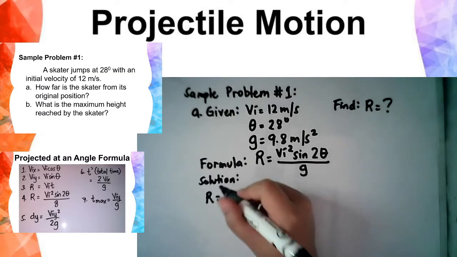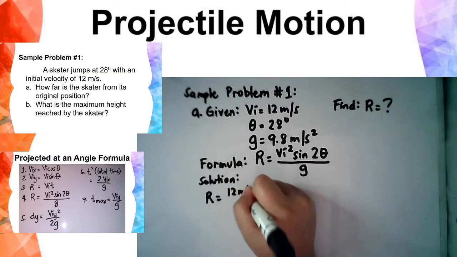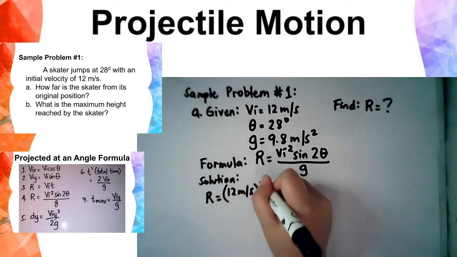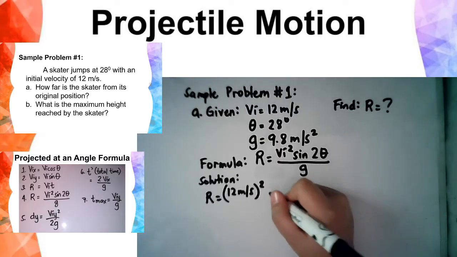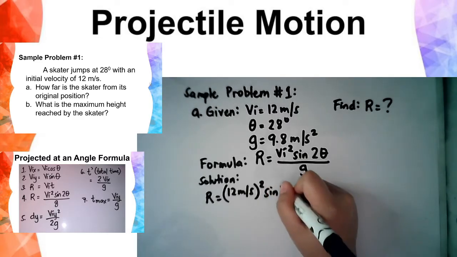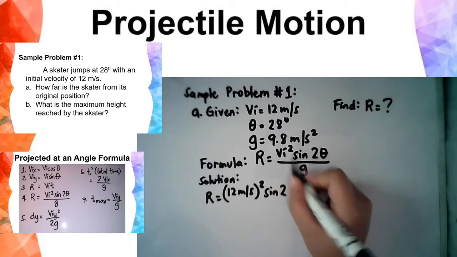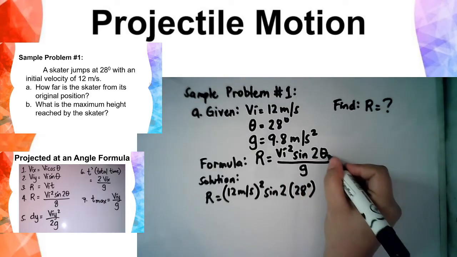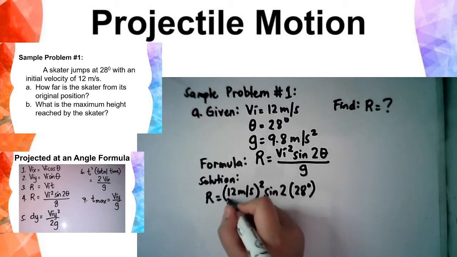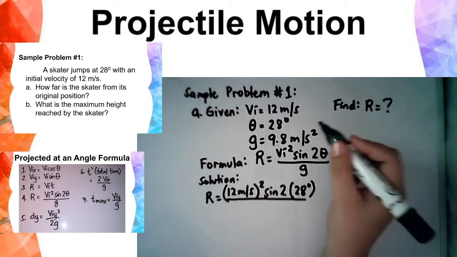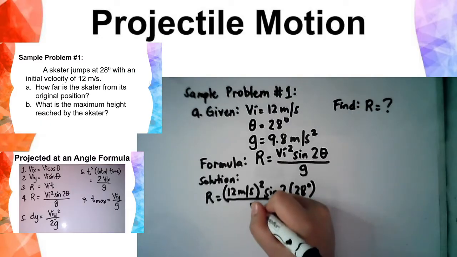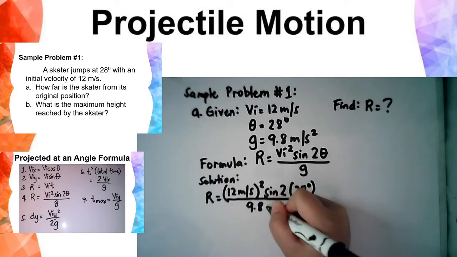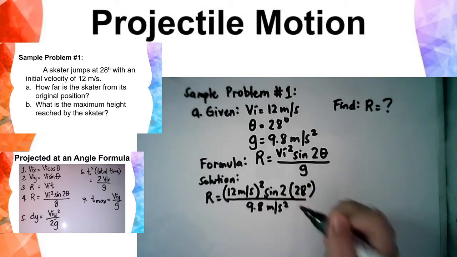VI, we have the initial velocity, 12 meters per second. Huwag kakalimutan is squared. Sine 2 theta, where theta is 28 degrees. Tandaan na, ang pinag-uusapan natin dito sa theta is the angle. Divided by the gravity or acceleration due to gravity, which is 9.8 meters per second squared.